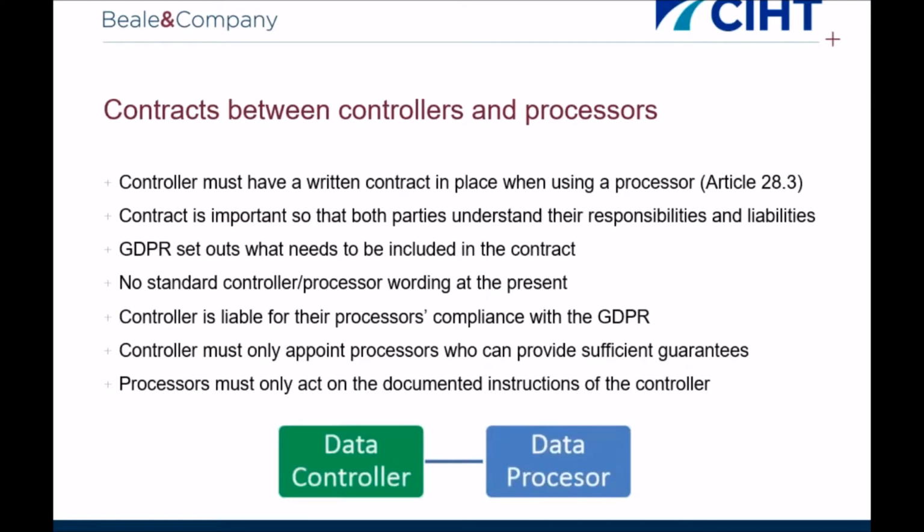There's now an enhanced requirement for a written contract to be in place between a data controller and a data processor. The contract is important so that both parties understand the responsibilities and liabilities. The GDPR sets out what needs to be included in the contract. In the future, standard contract clauses may be provided by the European Commission or the ICO and may form part of a certification scheme. That would save you having to put in your own long clauses. However, at the moment, no such standard clauses have been drafted. I don't expect any to be imminent.